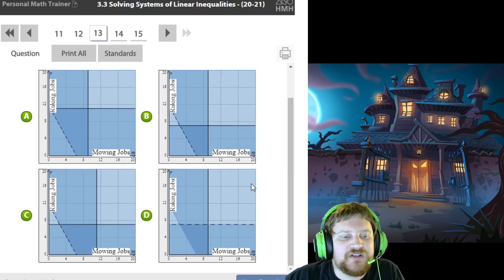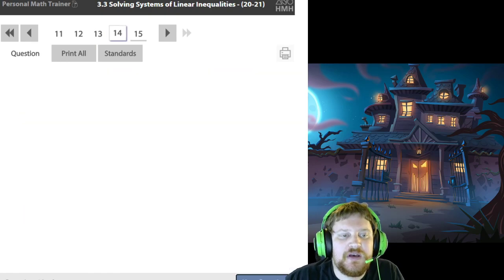And that tells us that this is our dotted line. We actually should have been able to eliminate D before because it was dotted, not solid. So B is our answer. Next question.